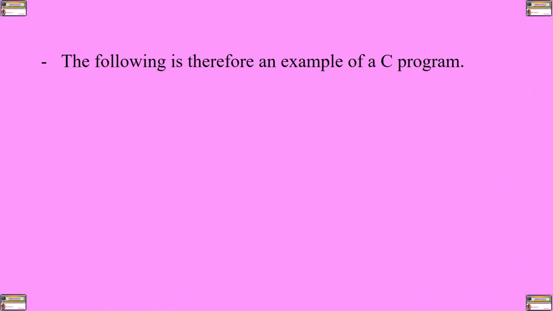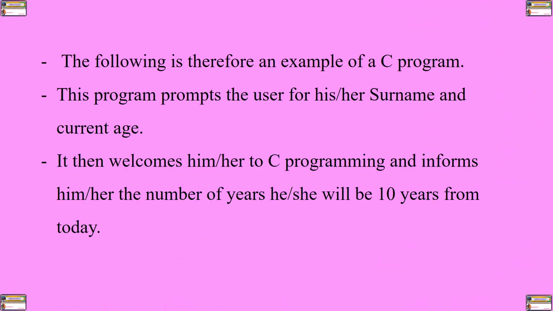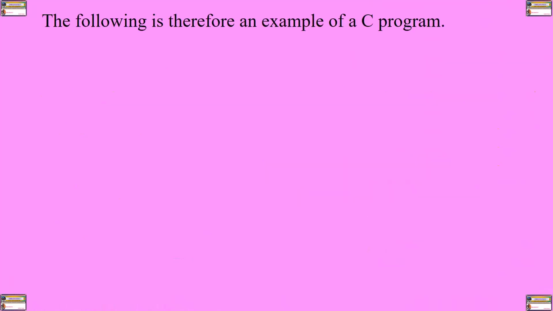So the following is an example of a C program. This program prompts a user for his or her surname and current age. It then welcomes him or her to C programming and informs him or her the number of years that he or she will be 10 years from today. My dear students and the rest of the learners, if there's something you do not understand here, don't worry much. I will be explaining each and every part of this program later on in the subsequent presentations, but for the sake of giving you a chance to interact with a real C program and learn the structure, that is why I'm presenting this program in advance.